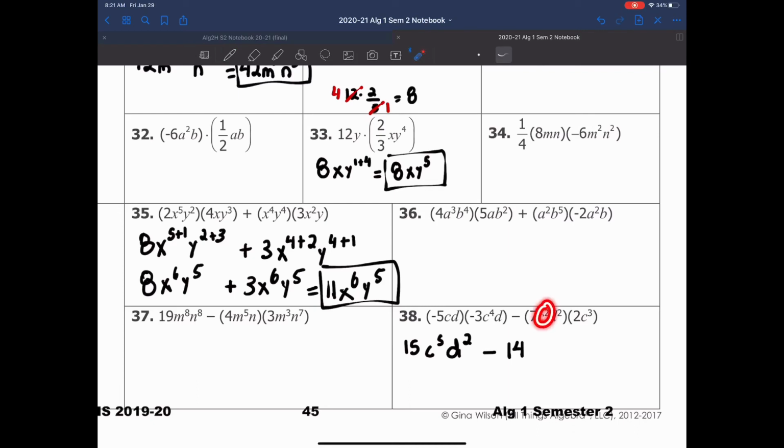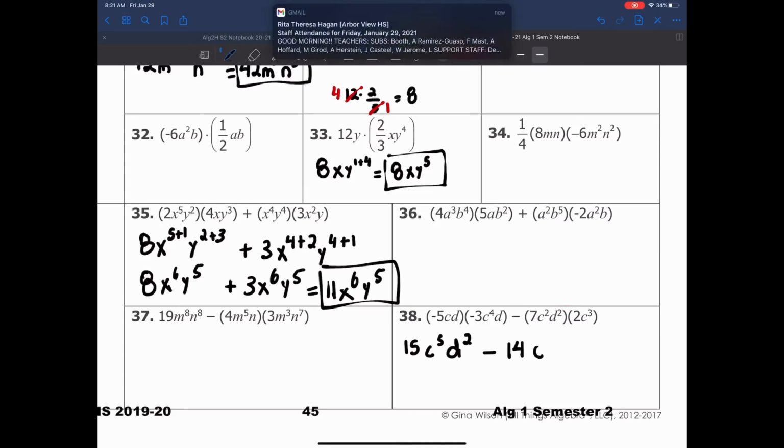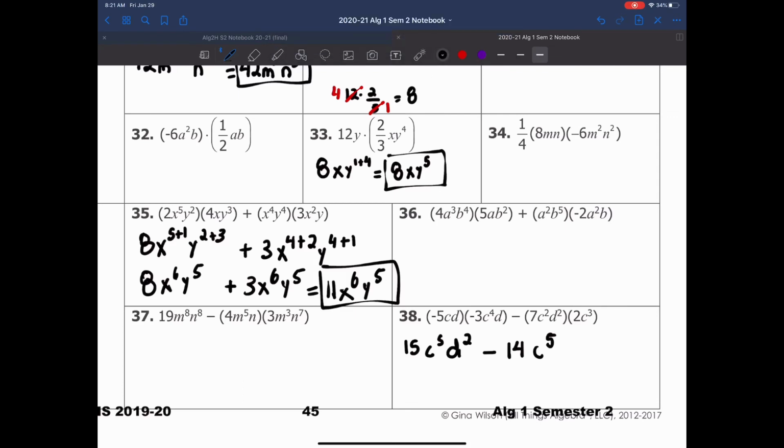Then I have c squared times c cubed. That's going to be c to the 2 plus 3, because we're adding the exponents together. That gives me c to the 5th. And then I have d squared, but no d over here, so that's just going to be d squared. Now notice how both of these terms, 15c to the 5th d squared and negative 14c to the 5th d squared, they both have c to the 5th d squared. So that means since they both have the same variables and the same exponents, they are part of the same team, and we can combine them.